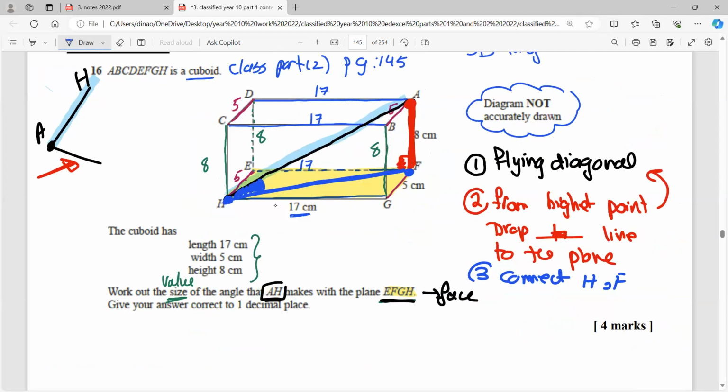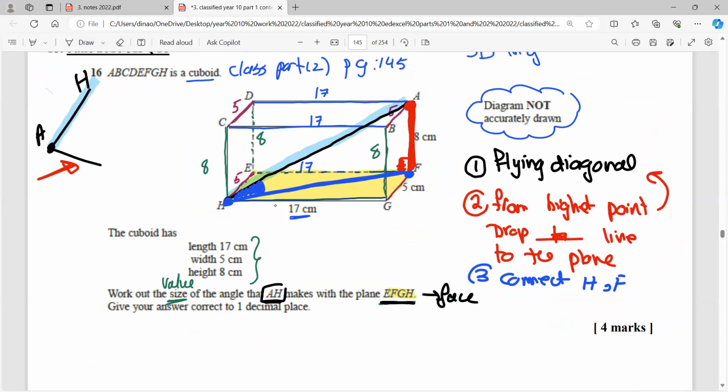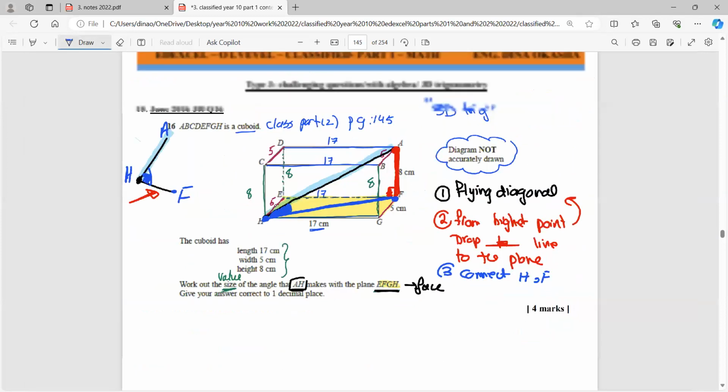We will just reverse these letters. Okay, where is the eraser, why isn't it working? There. I'm just going to reverse these letters. We say this is the A, which is the flying diagonal. This is the H that we drew from the start. And this is point F. So this is the angle that we are talking about. This is the angle that I am required to calculate.